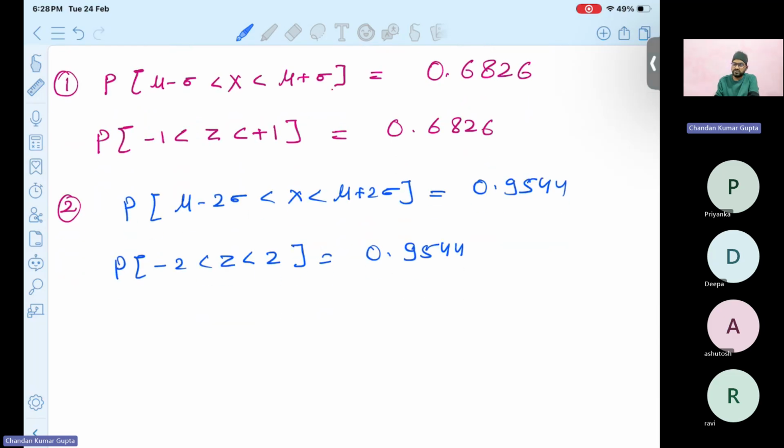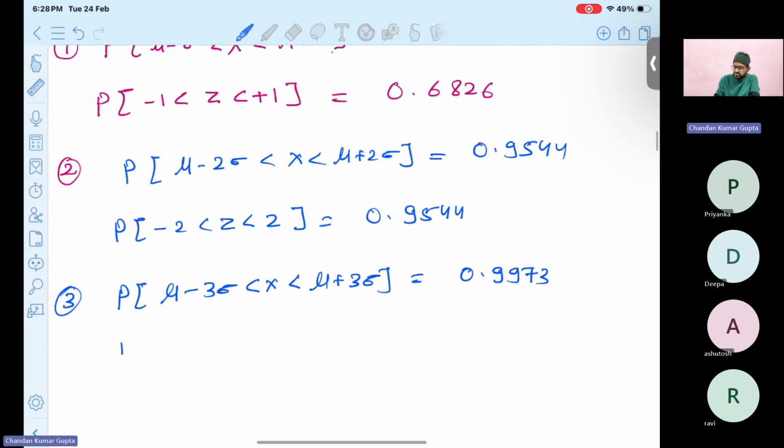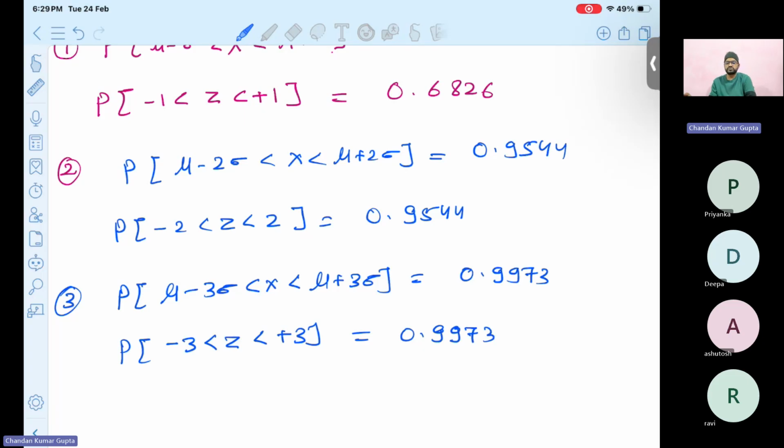The first one is the normal variate and the second one is the standard normal variate, nothing else. And the third one is mu minus 3 sigma < X < mu plus 3 sigma. It comes out to be 0.9973, which you can write as minus 3 < Z < plus 3, which comes out to be 0.9973. Okay, so these are some fixed properties of the normal random variable or normal distribution.